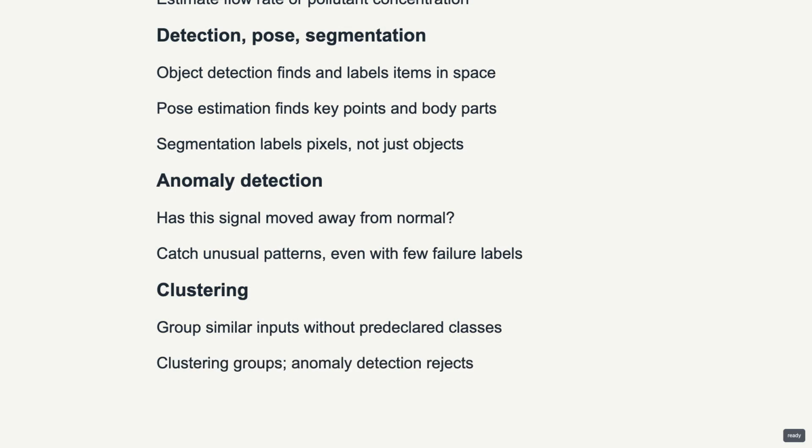The two ideas overlap, but they are not the same. Clustering says which inputs belong together, while anomaly detection says which input falls outside the normal set of behavior.